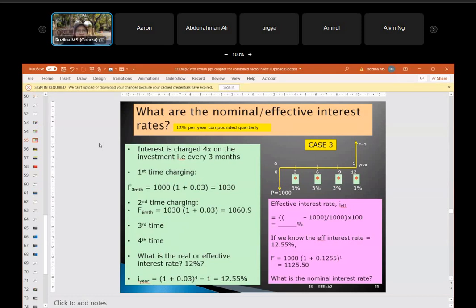Now we go to 12% per year compounded quarterly. The interest is charged 4 times on the investment, so that means every 3 months. The important thing is how many times, not the months. So 4 times. F for the first 3 months: 1,000, same, 1 plus, this is nominal, you have to calculate the nominal method first, so you take 12% divided by how many times?